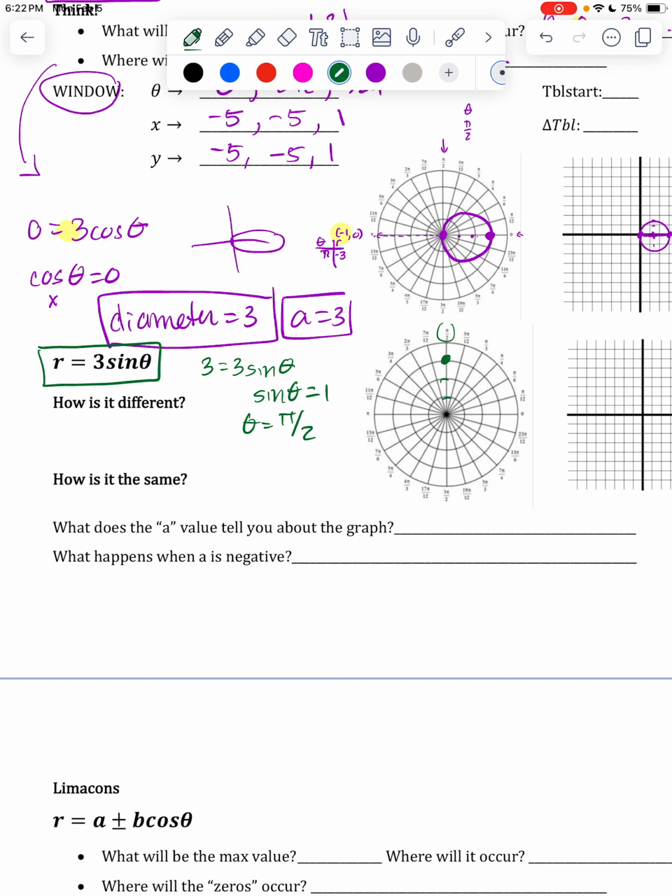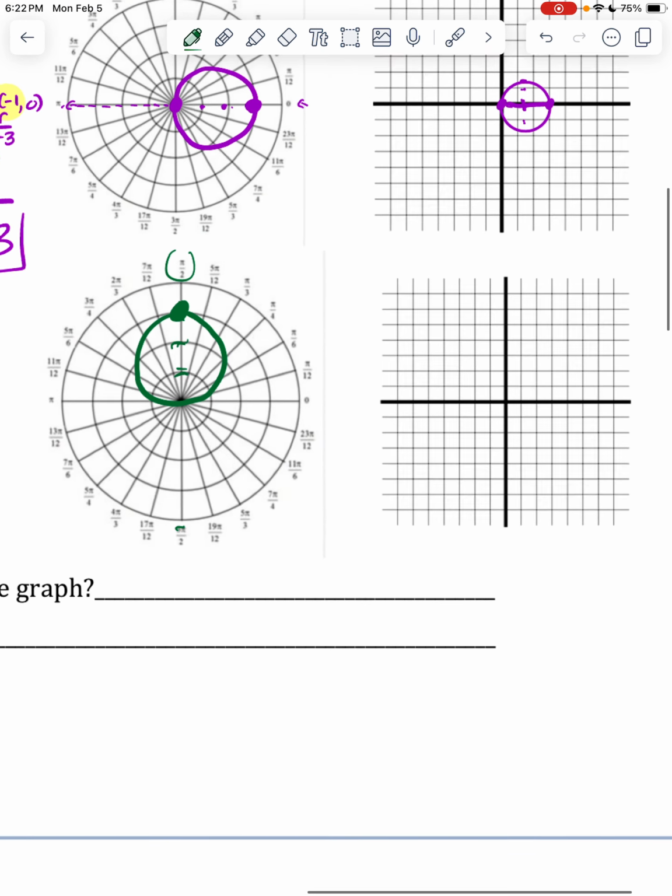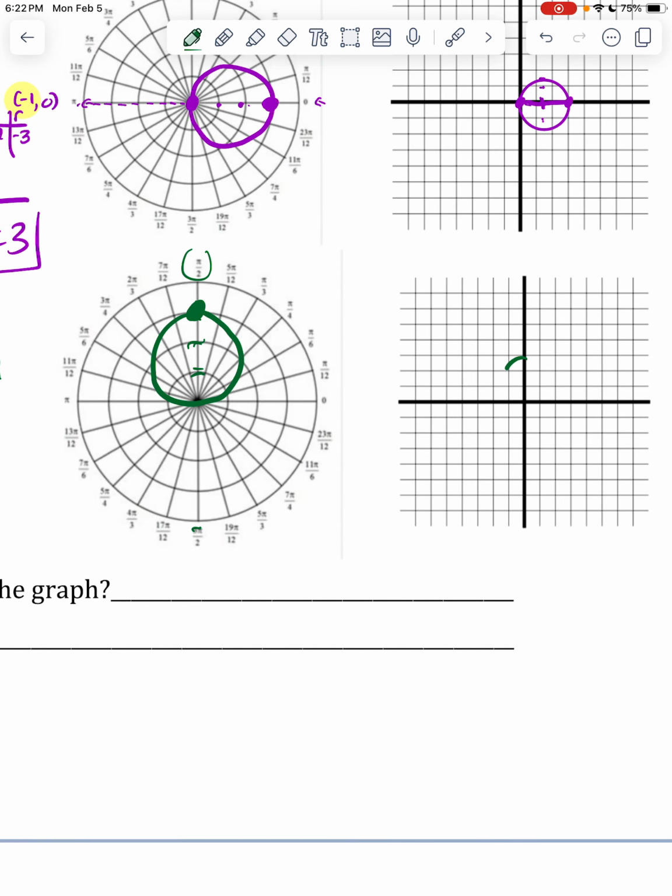Sine will have a value of negative 1 down here, but if I do 3 times negative 1, it's going to send me in the opposite direction. So again, I'm back at that same dot. So what ends up happening, grab your calculator, type this in, 3 sine theta. You're going to still have a circle that has a radius of 3, but it's going to be up on the top instead of off on the side.